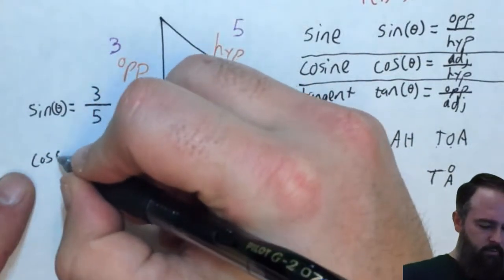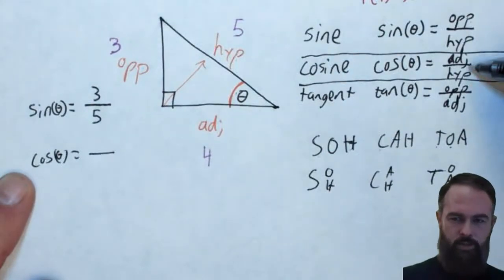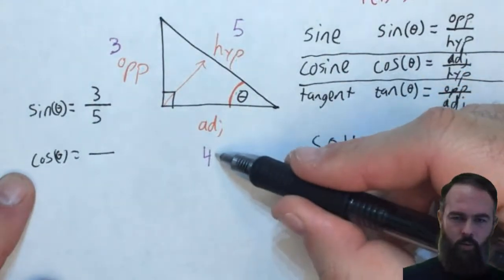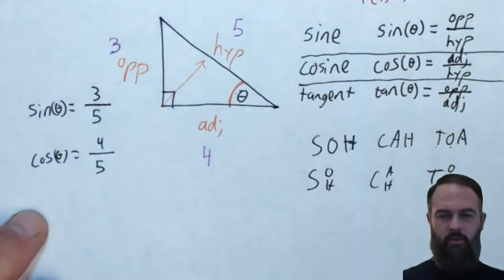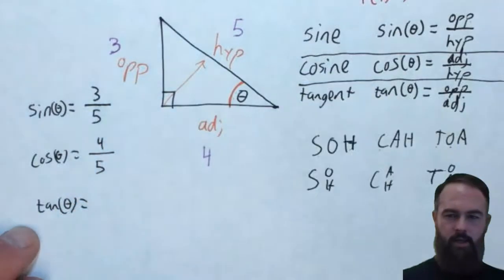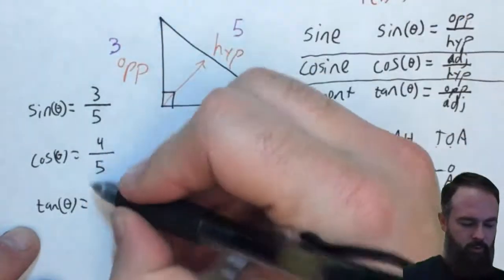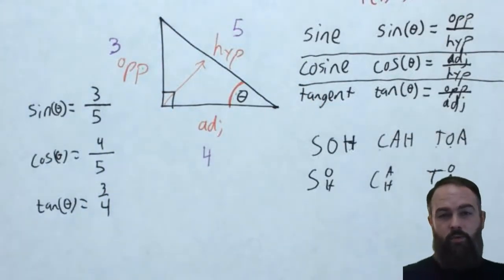Cosine of theta is equal to, well, adjacent over hypotenuse is 4 divided by 5. So 4/5. Tangent of theta is equal to opposite over adjacent, so 3 over 4. Right? It's that simple. That's how you write your trig functions.